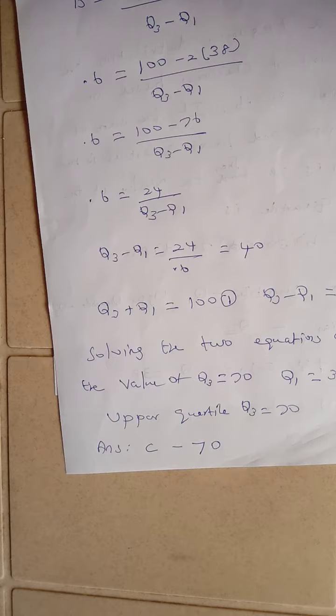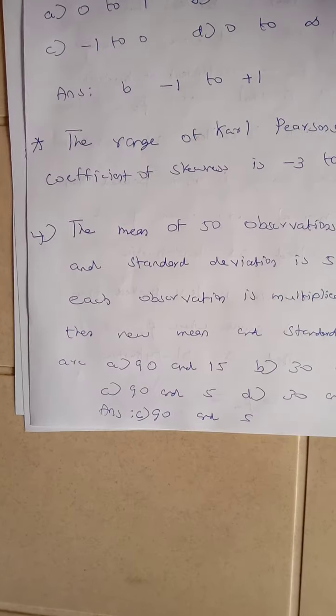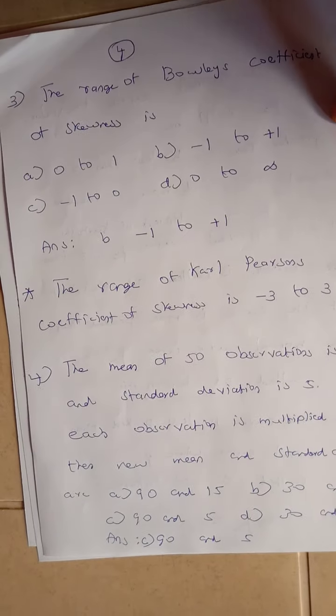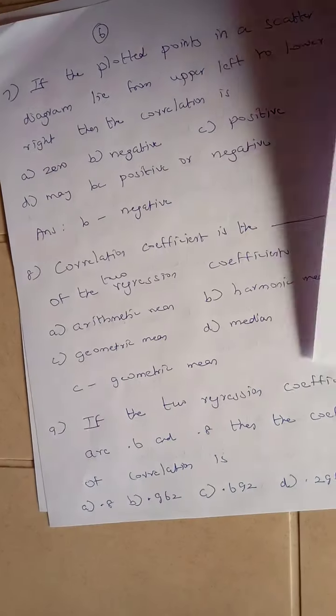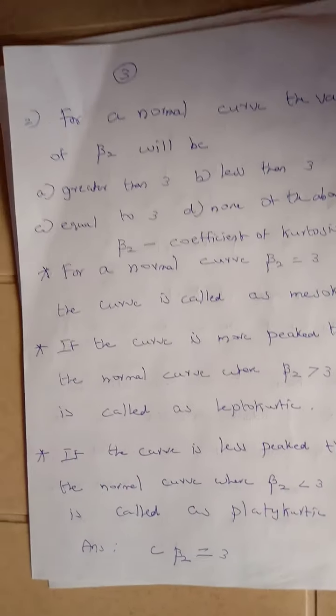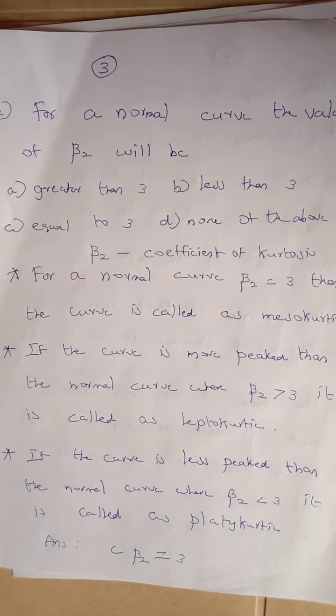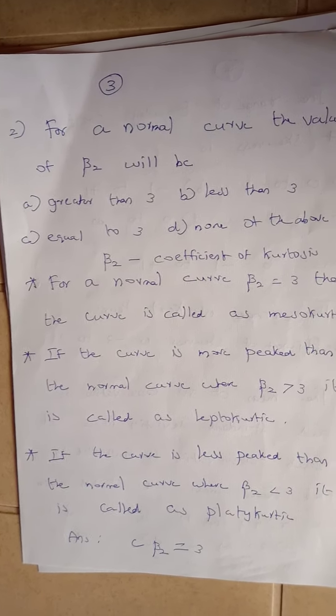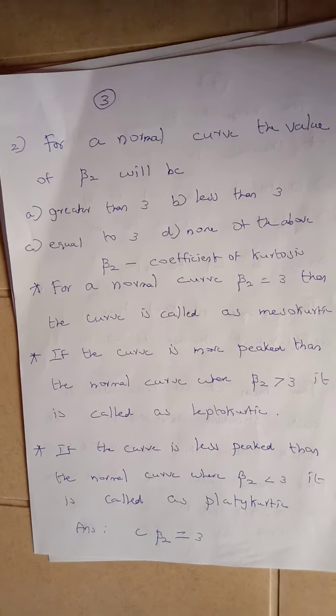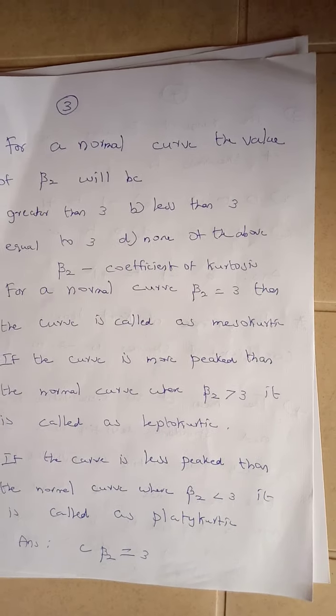Question number 2. For a normal curve, the value of beta 2 will be option A greater than 3, option B less than 3, option C equal to 3, option D none of the above.